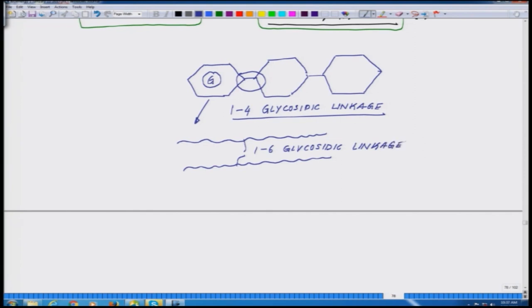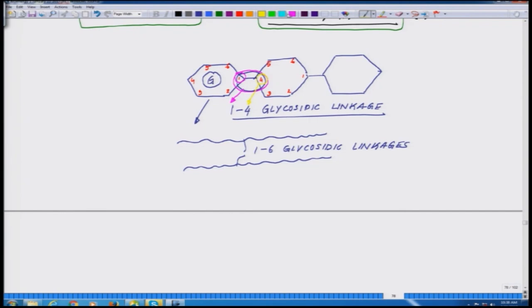What do 1 and 4 mean? If you start numbering them, this is 1, 2, 3, 4, 5, 6. Similarly here, 1, 2, 3, 4, 5, 6. The bond forming here is between carbon 1 and carbon 4. That's the 1 of the first glucose and the 4 of the second one. That makes it a 1,4 glycosidic linkage, because both of them are glucose molecules.